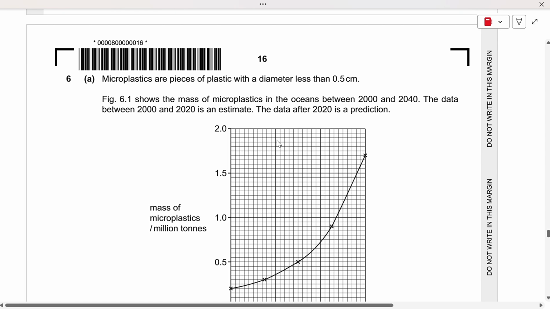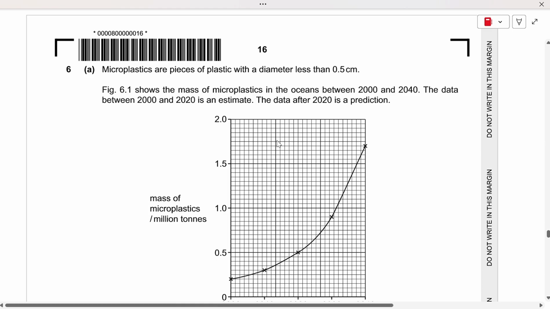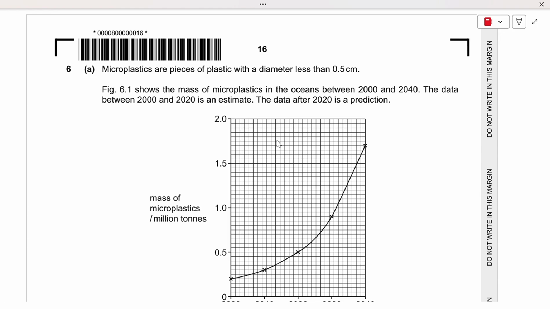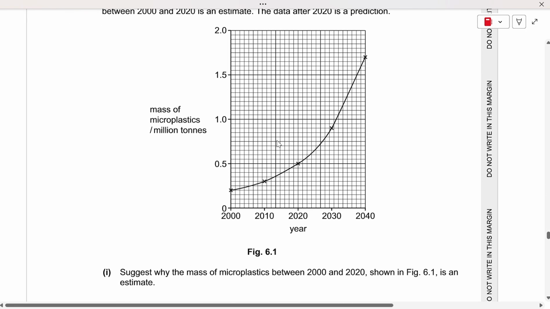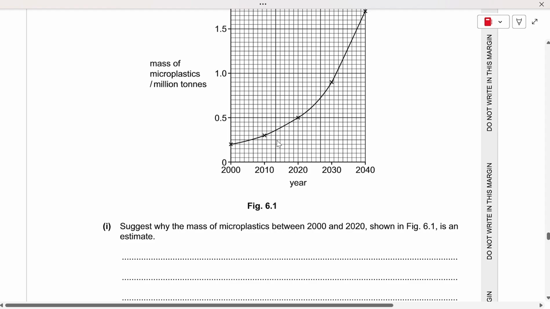Question number 6 says microplastics are pieces of plastic with diameter less than 0.5 centimeters. Figure 6.1 shows the mass of microplastics in the ocean between 2000 and 2040. The data between 2000 and 2020 is an estimate. The data from 2020 is a prediction. Okay, so you have the mass of microplastics in million tons from the year 2000 to the year 2040. Suggest why mass of microplastics between 2000 and 2020 shown in figure 6.1 is an estimate.